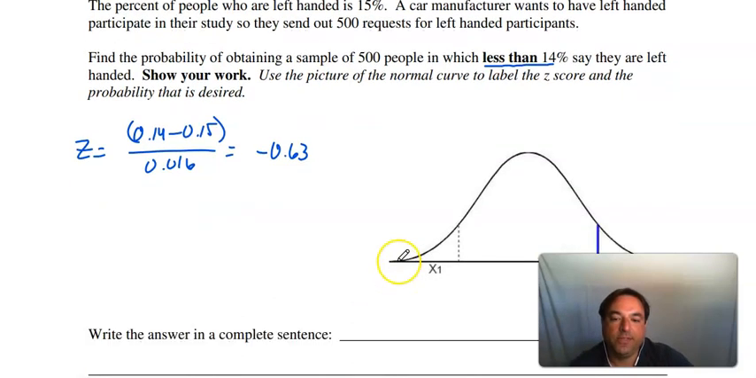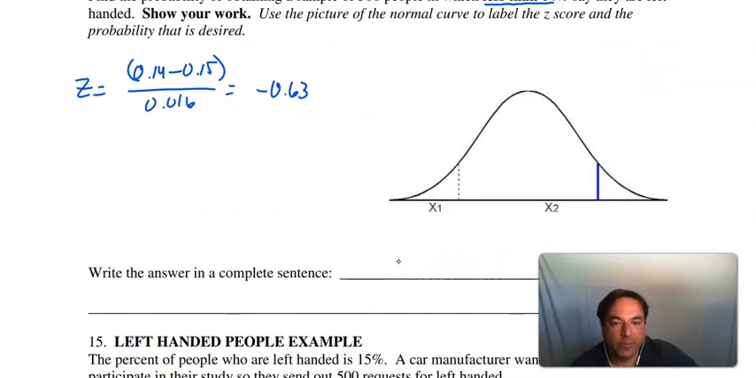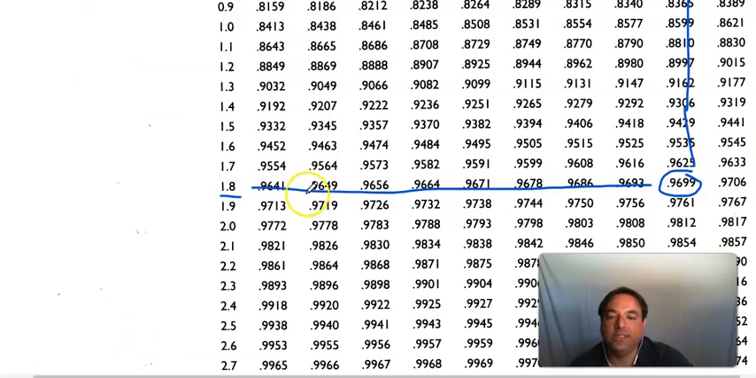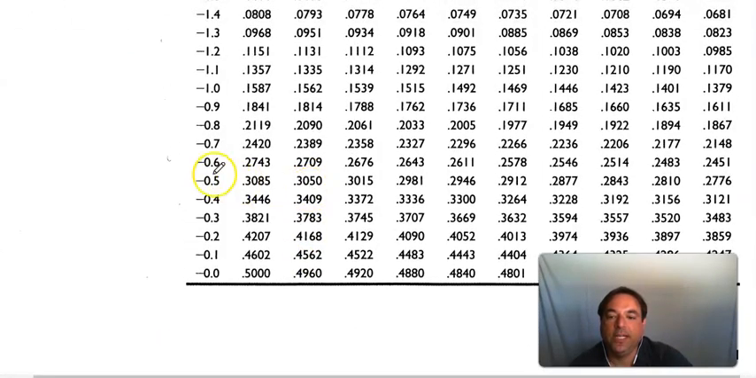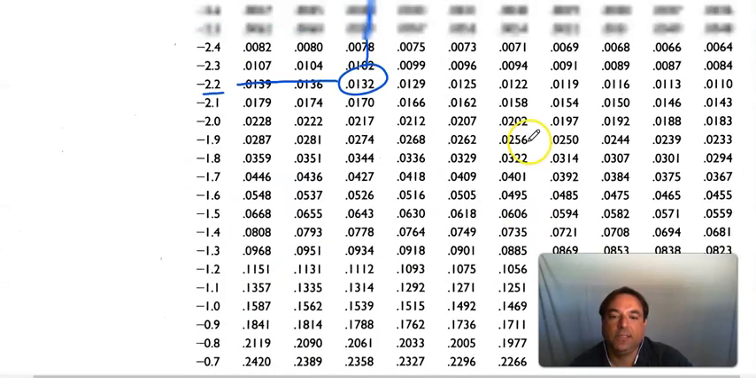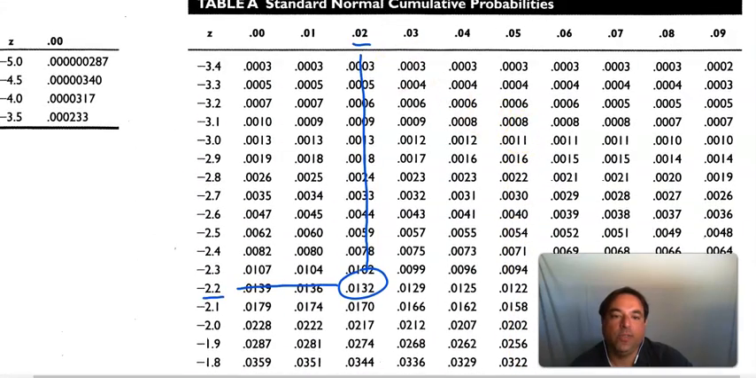If we were going to draw this, negative 0.63 would be to the left, almost a full standard deviation. And remember, this time we're looking for less than. So we shade everything less than. We go to the table. We're going to look up negative 0.63. So negative 0.6, and we're going to match it with the 0.03, negative 0.63.